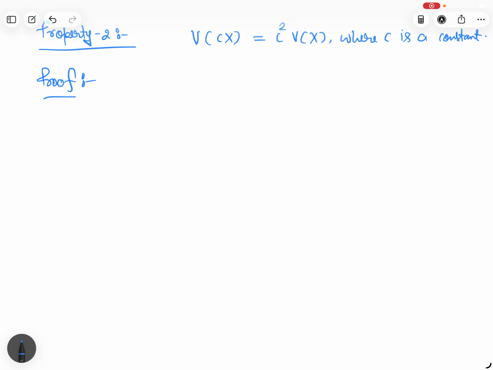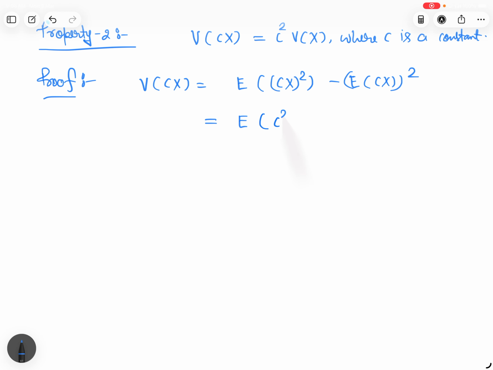Okay, so we are going to see the second property of variance. So let's see its proof. Variance of Cx is equal to, what is this? Can you tell me by the definition of variance? It will be expectation of (Cx) square minus (expectation of Cx) square. We need to solve these two.